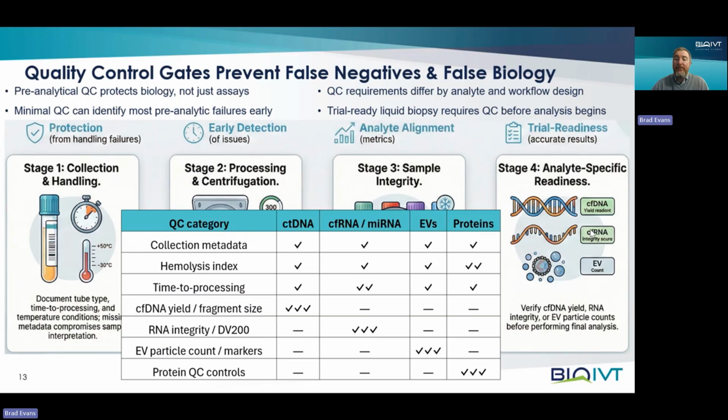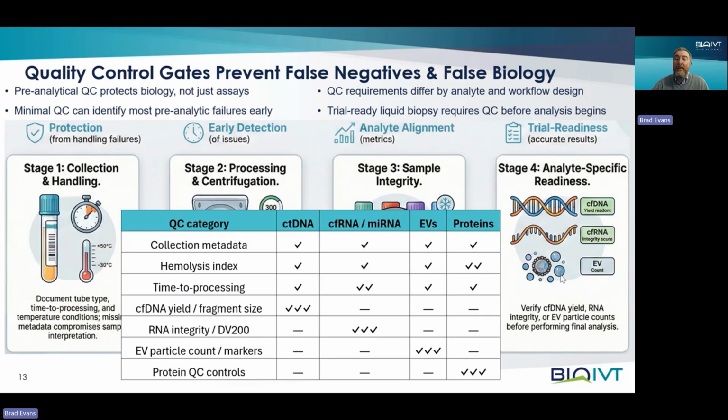Fragment size metrics are central for cell-free DNA. RNA integrity measures like DV200 are essential for transcriptomics. EV particle counts and markers are specific to vesicle workflows, and proteomics requires its own stability and control checks. So QC is not one universal checklist. It is analyte aligned. And when applied early, these gates prevent both false negatives, where signal was lost, and false biology, where artifacts are mistaken for disease.